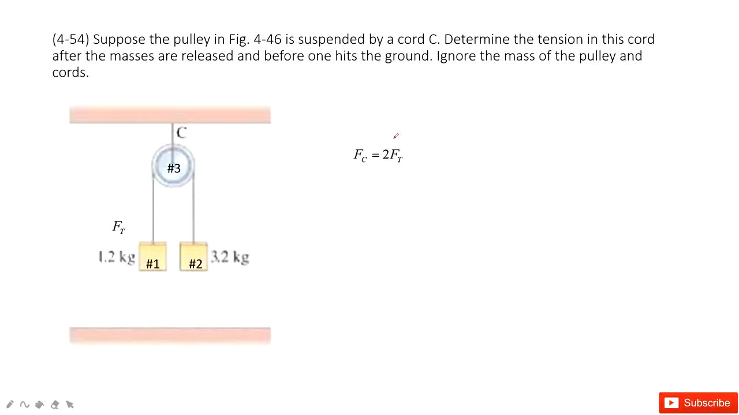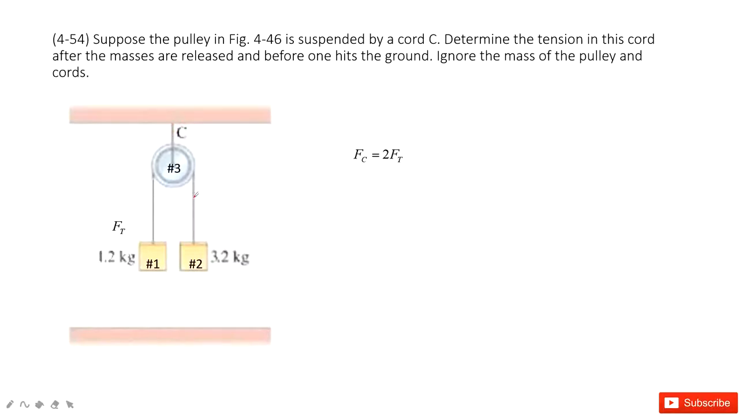Let's work on problem 54 in chapter 4. In this one, we look at this system and give the objects names. This one is number 1, number 2, number 3 object. And then we need to determine the tension on this number 3, right? So it looks like the tension on number 3, Fc, needs to equal this one.